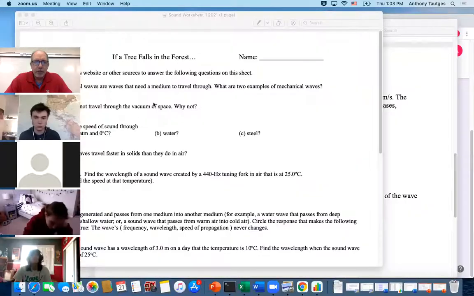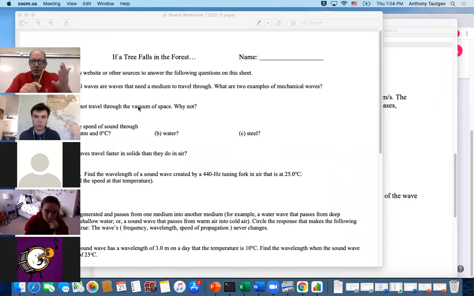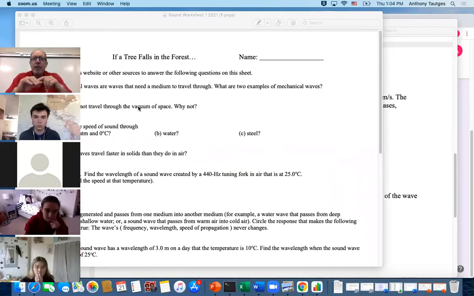Okay, all right. So, what are the answers to these? Mechanical waves are waves that need a medium. What are two examples of mechanical waves? People have said sound, tsunami, water waves, waves in a spring, something that needs some medium of travel. Okay. I haven't typed the answers in here. Maybe I should have.